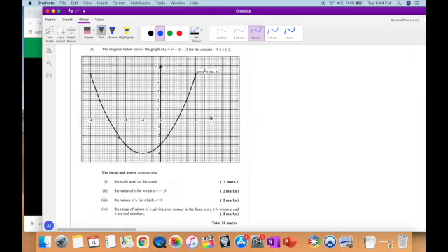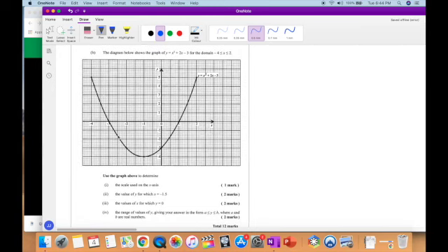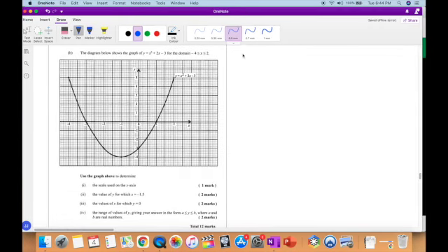Okay, so let's take a look at this one here. Hopefully the other questions will be a lot quicker to do, right? The diagram shows the graph of y, and let me just write it a little bigger here, of y is equal to x squared plus 2x minus 3 for the domain negative 4 less than or equal to x less than or equal to 2.